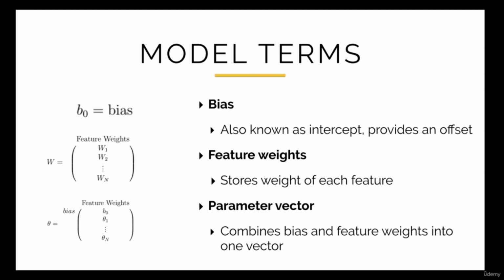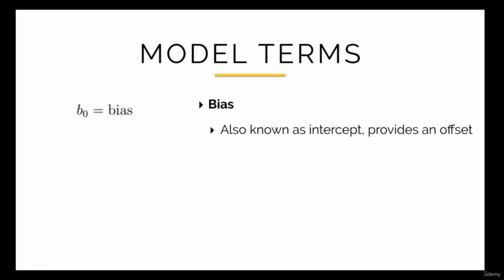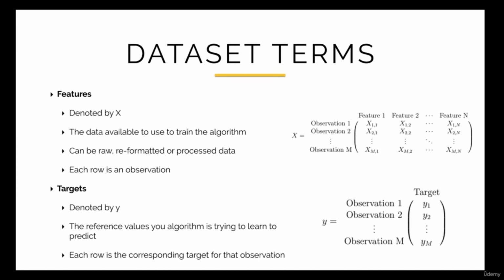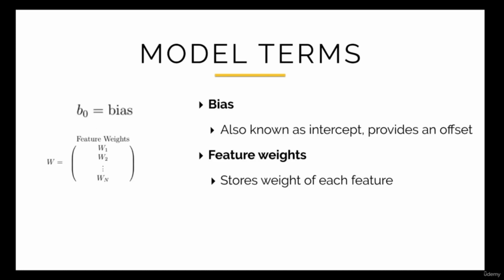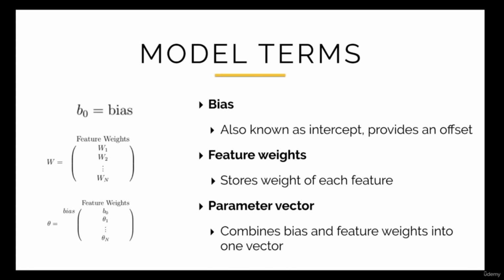Finally, we also have the parameter vector. The parameter vector is just a combination of the bias and the feature weights into one full vector. You often do this because it makes writing it down easier, so that you have one vector that contains your offset, or your intercept, or your bias, whatever you want to call it, plus all of the weights of your features. If we go back, we have our features here, and when we go forward again, we've got a weight for each feature. That's ultimately what our algorithms are going to want to learn.